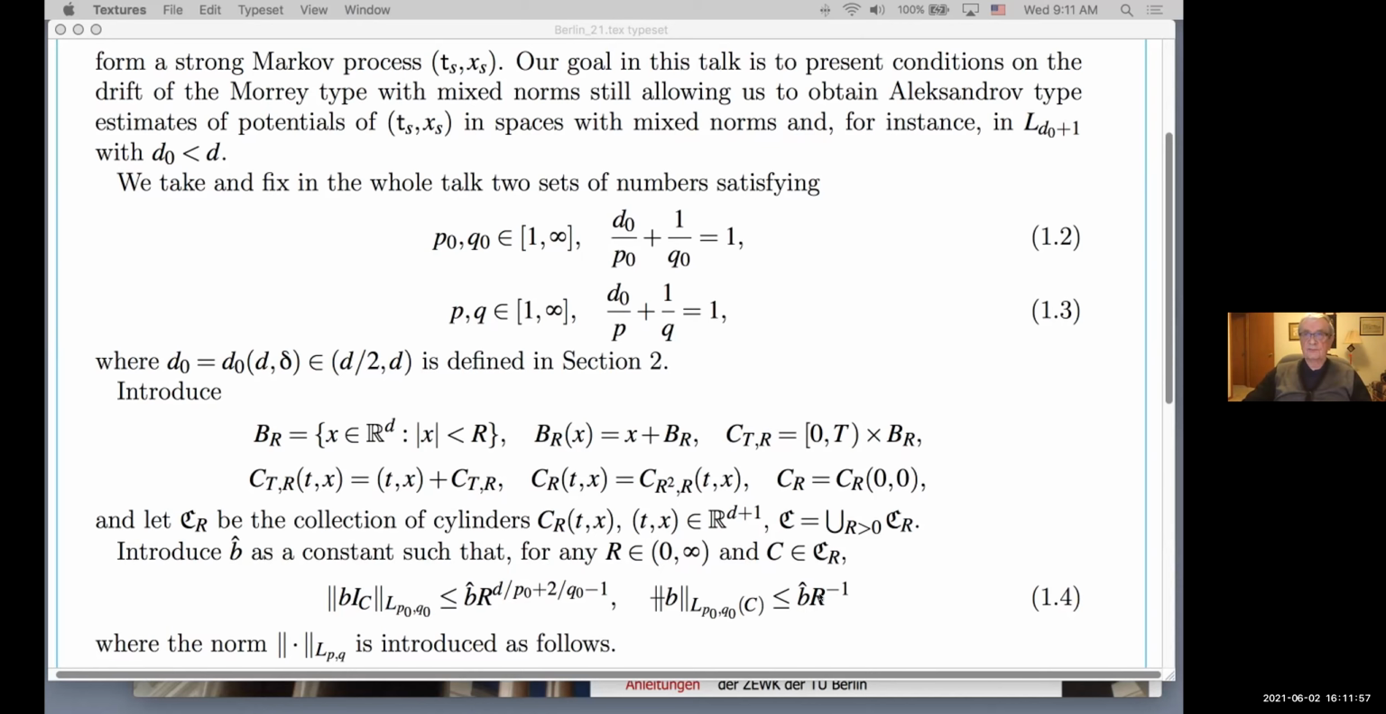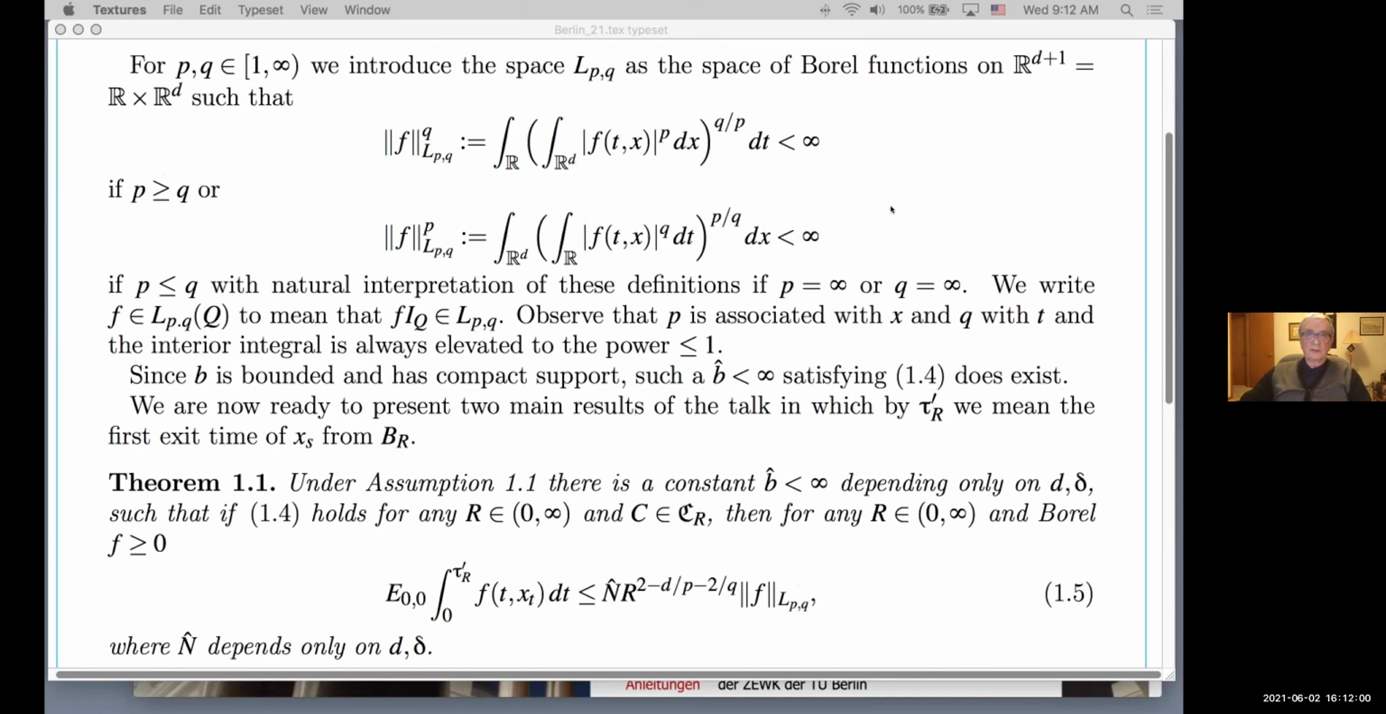And what are the norms? The norms, if P is bigger than Q, then the norm is defined more or less as usual. You first integrate with respect to X, and then with respect to T. But if P is less than Q, it's the other way around. You first integrate with respect to T, and then with respect to X. I didn't see any application of this norm, actually. In one of my papers, a norm of such type appeared, indeed, and in this paper I couldn't use this norm, but this is a very peculiar situation.